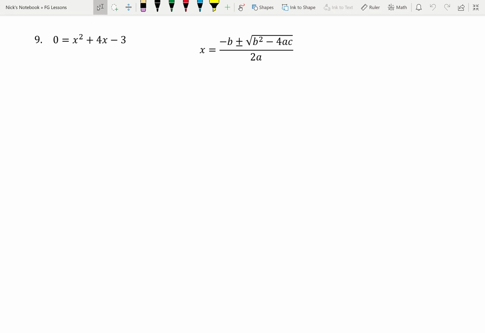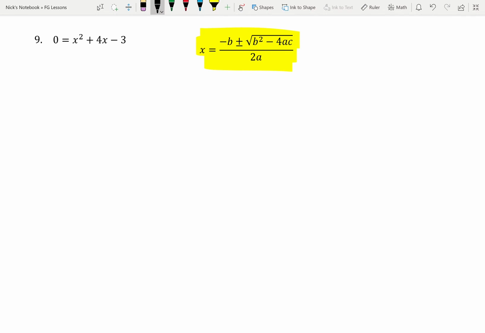Okay, so let's go ahead and do a problem that involves the quadratic formula. We're looking at number 9. Number 9 is 0 equals x squared plus 4x minus 3, and the direction stated is to solve using the quadratic formula. I've highlighted the quadratic formula right here.